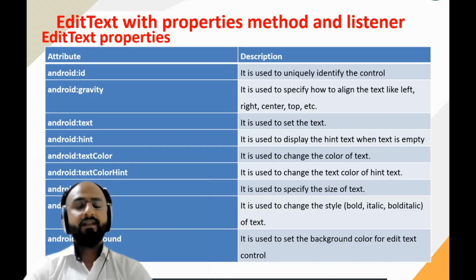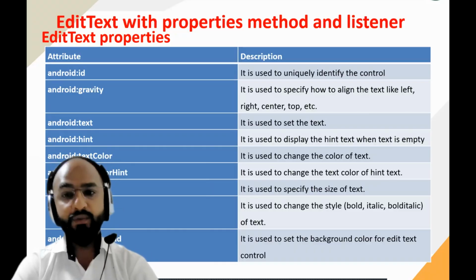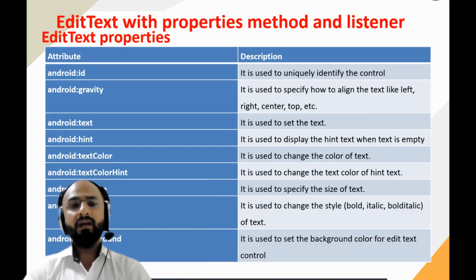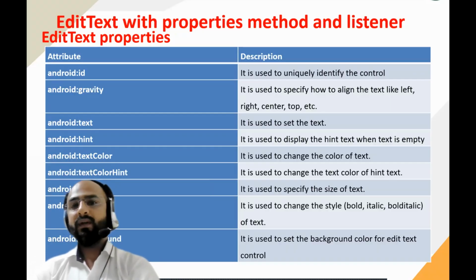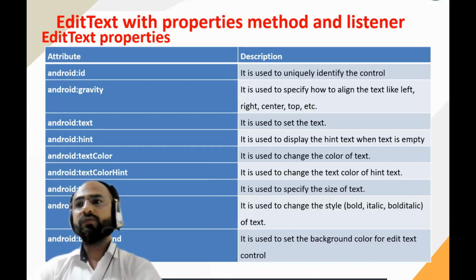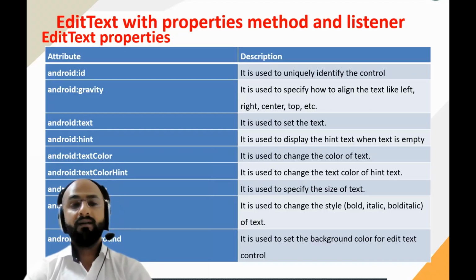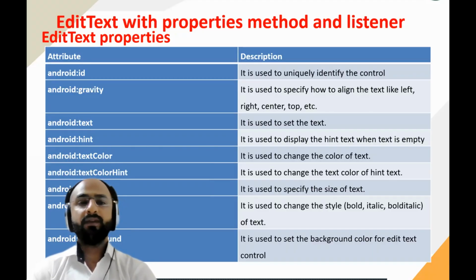Android:id. Same as in TextView, it is used to uniquely identify the control. If you want to identify the EditText, you have to identify it by its id. So it is a very important property of the EditText.